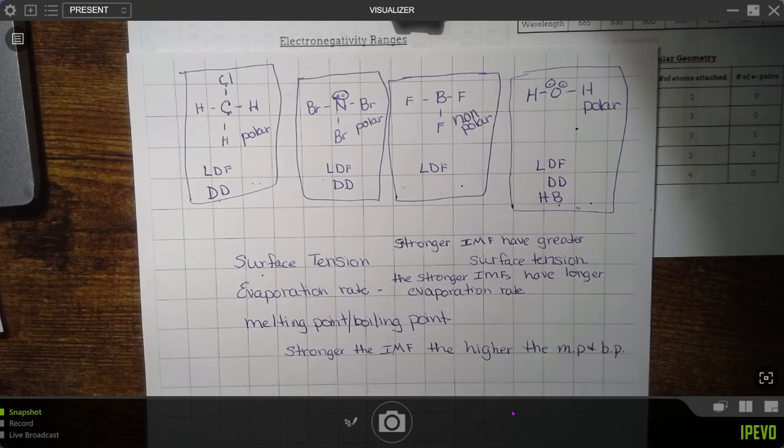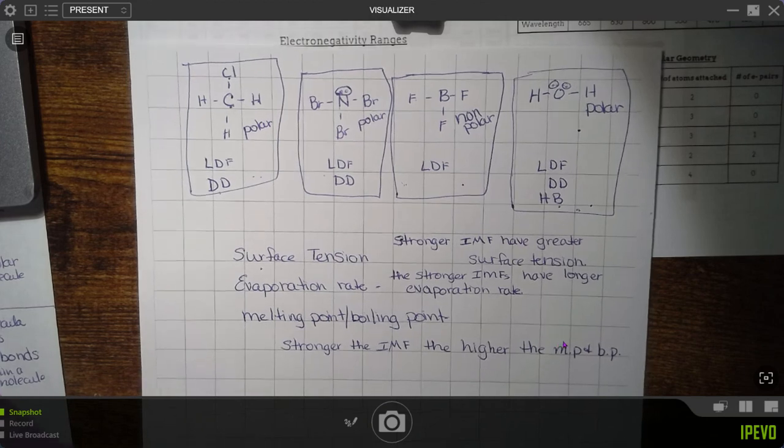All right, so I think that pretty much is a wrap on polarity, bond polarity, molecule polarity, intermolecular forces, and how those intermolecular forces affect some of the properties of matter.